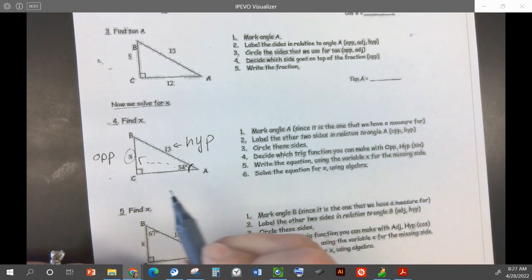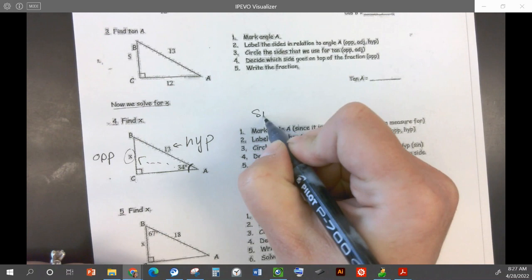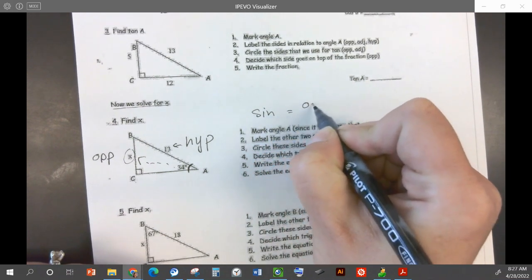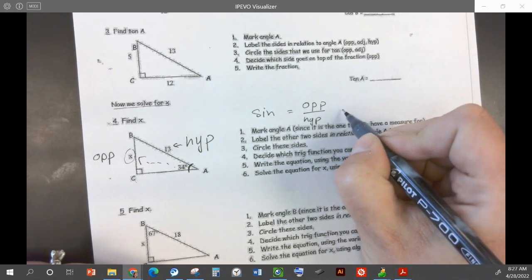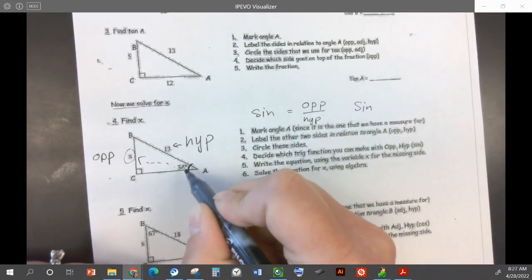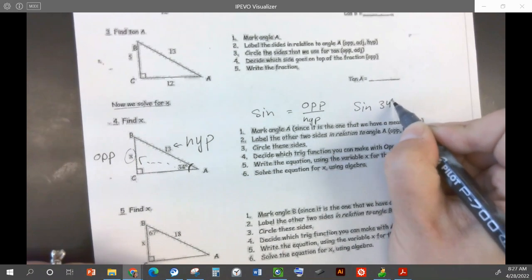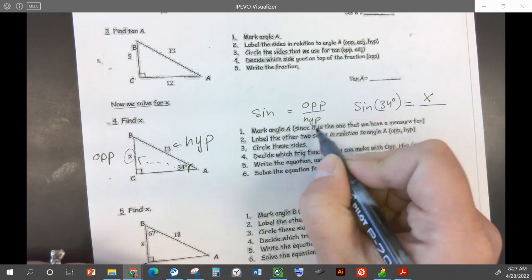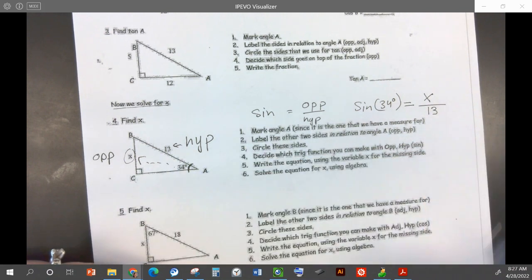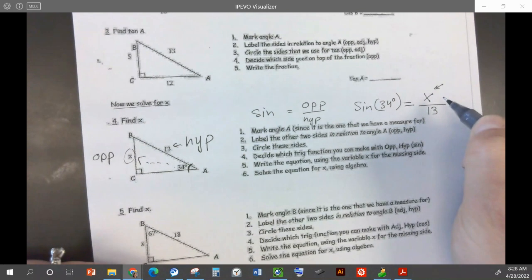Good, the sine. So it says sine of the angle is opposite over hypotenuse. So we're going to say the sine of our angle, 34 degrees, is equal to the opposite, which is x, over our hypotenuse, which is 13. So now we need to do some algebra. Now that we have it set up, we need to solve for x. We have x divided by 13.